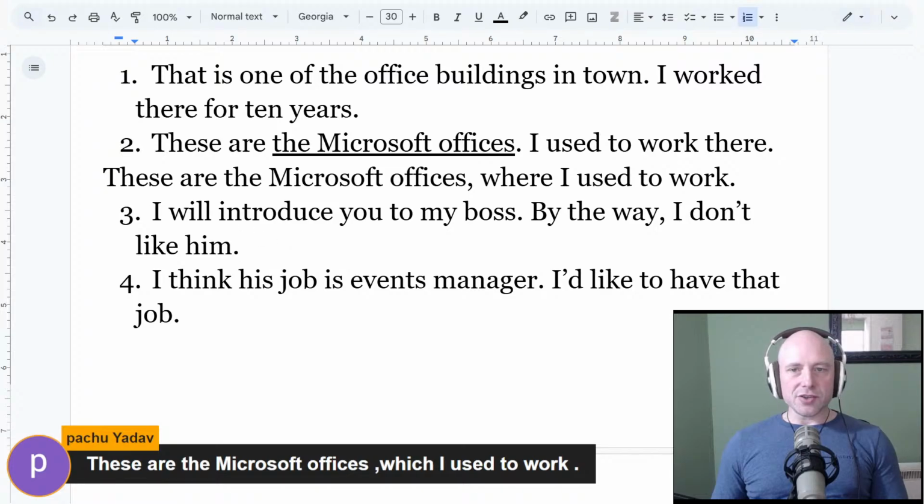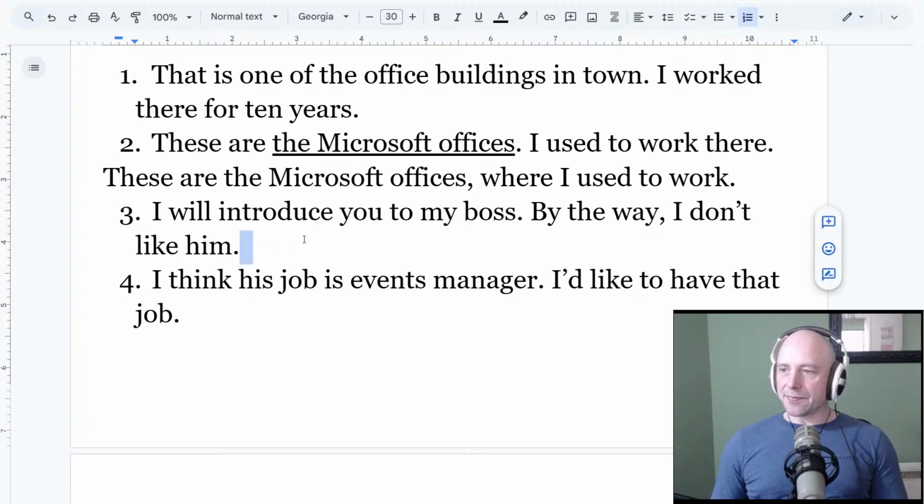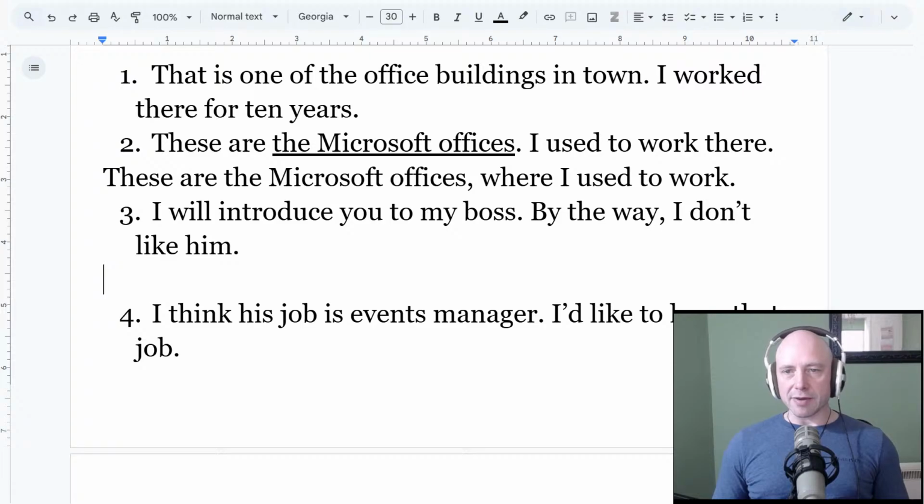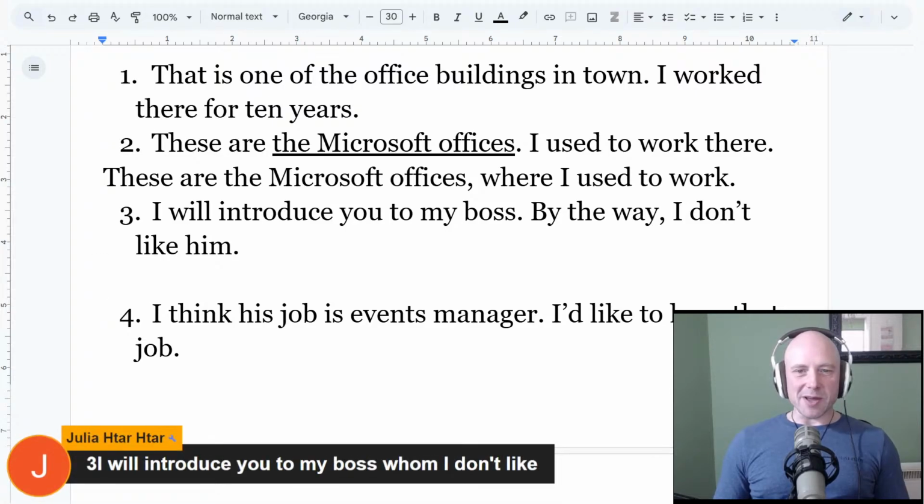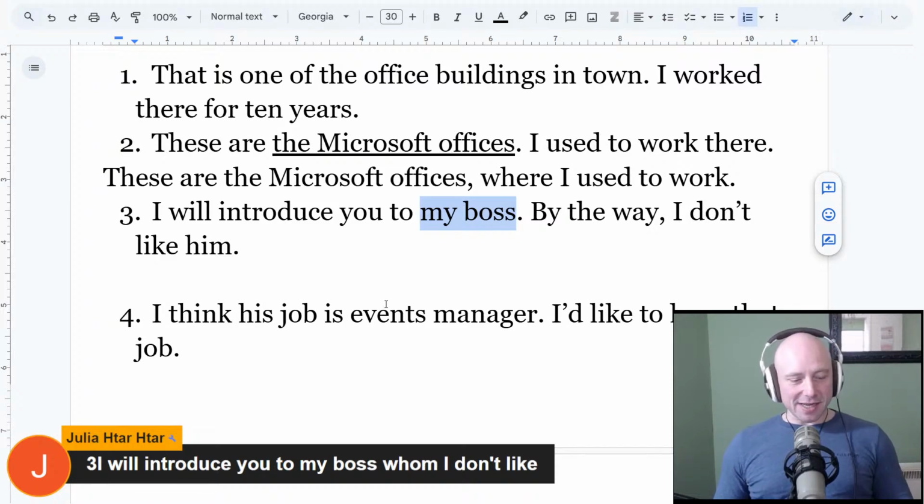Number 3, I will introduce you to my boss. By the way, I don't like him. So this should be quite simple. We use a non-defining relative clause. So Julia, you've missed the comma, because in your situation, because you've used a defining relative clause, then you are implying that you have more than one boss. But in the situation here, it is presented that you only have one boss. So we want to say, I'll introduce you to my boss, comma, who I don't like.